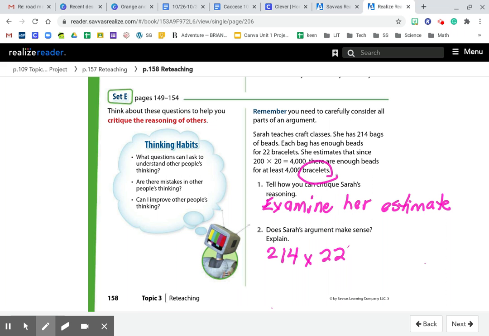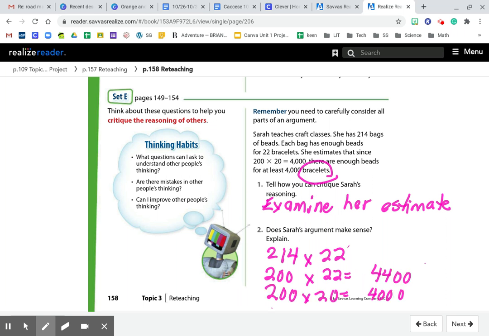Let's see what we got. So if she had 200 bags times 22, I would say she has 4,400. She said 200 times 20 is 4,000. I'm losing my pen here. It's acting weird. So does her argument make sense?